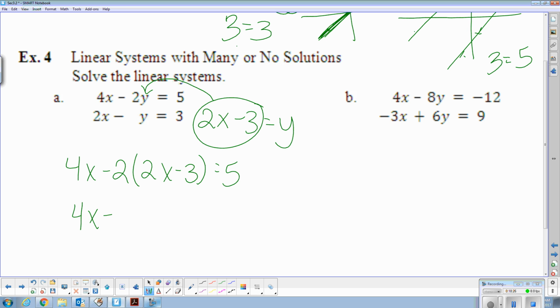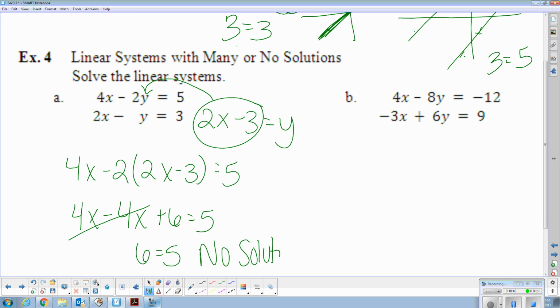So you get 4x minus 2 times y, which is 2x minus 3, and that equals 5. So we get 4x minus 4x plus 6 equals 5. Our positive 4x and negative 4x values cancel out. So we have 6 equals 5. That will never be true. Okay, 6 will never equal 5. Therefore, we have no solution.